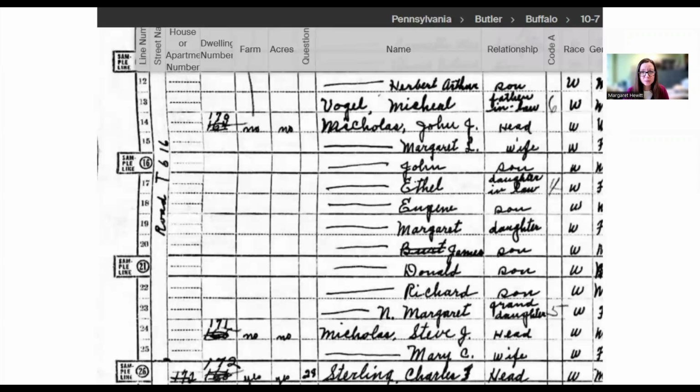But some people who were living out in more rural areas will not have a house number at all. Here we have people who were living on Township Road 616, and we can see that they simply do not have a house number written in at all. We just have the serial dwelling number to let us know what order they were visited by the census taker.